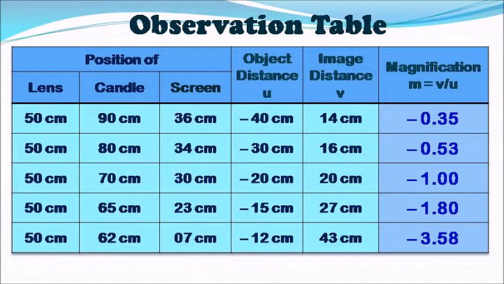The observations are now written in a tabular form, and in the first observation, when object distance is minus 40 centimeter, the magnification is minus 0.35, that is real diminished image. And in the last observation, when the object distance is minus 12 centimeter, the magnification is minus 3.58, that is real magnified image. Hence, as object comes closer to the lens, the magnification of the real image is increasing. This is the conclusion that you can draw from these observations.